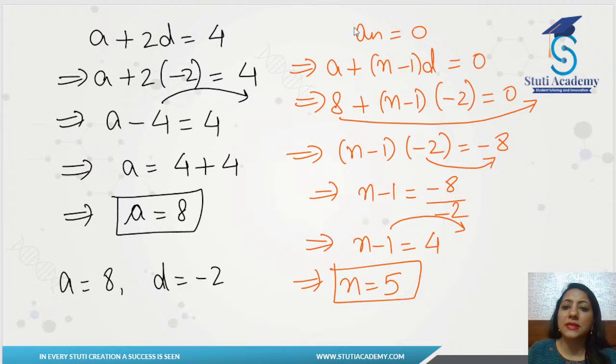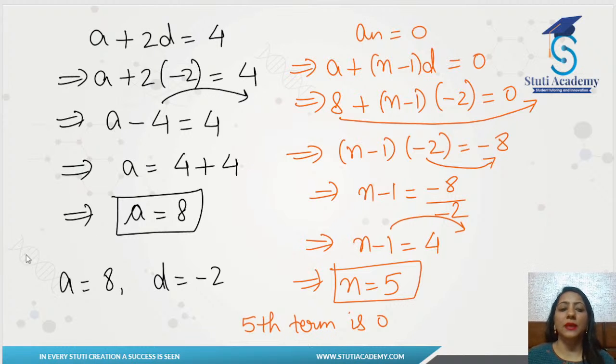N is 5. That means the fifth term here is 0. Fifth term of the given AP is 0. N is 5, that means A5 is 0. I hope students this question is clear to all of you.